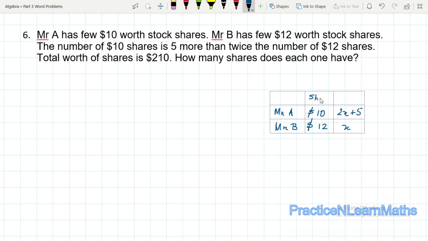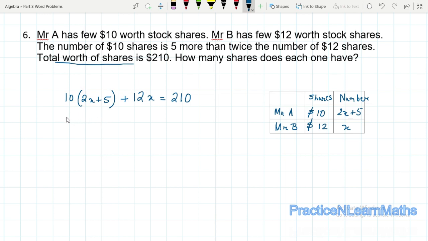This is shares and this is total number. So we can write that 10 times (2x + 5) plus 12x is equal to 210, because the total worth of shares is $210.